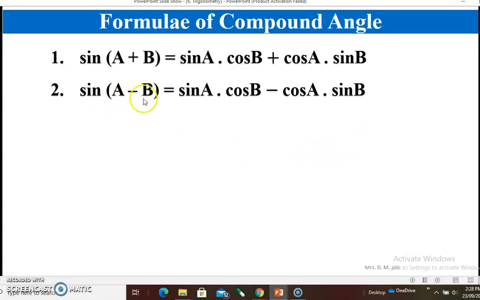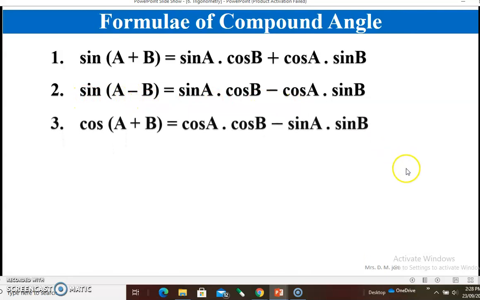The second formula is for A minus B. Sin A minus B is sin A cos B minus cos A sin B. The third one is for cos A plus B. Again the angle is A plus B now. The formula is cos A cos B minus sin A sin B. Remember the terms: for sin A plus B and sin A minus B, the terms are the same, sin A cos B, cos A sin B. If it is for plus, you write plus there. For A minus B, the sign will be minus.